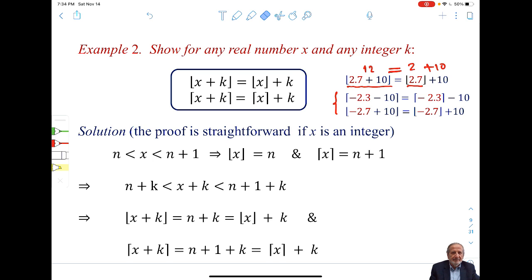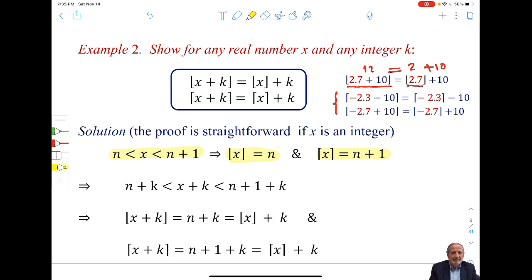Now we're going to suppose x is not an integer. So when x is not an integer, you put it between n and n plus 1. And let's do some calculation. Now, what's the floor function of x? It is n. What's the ceiling function of x? It is n plus 1.